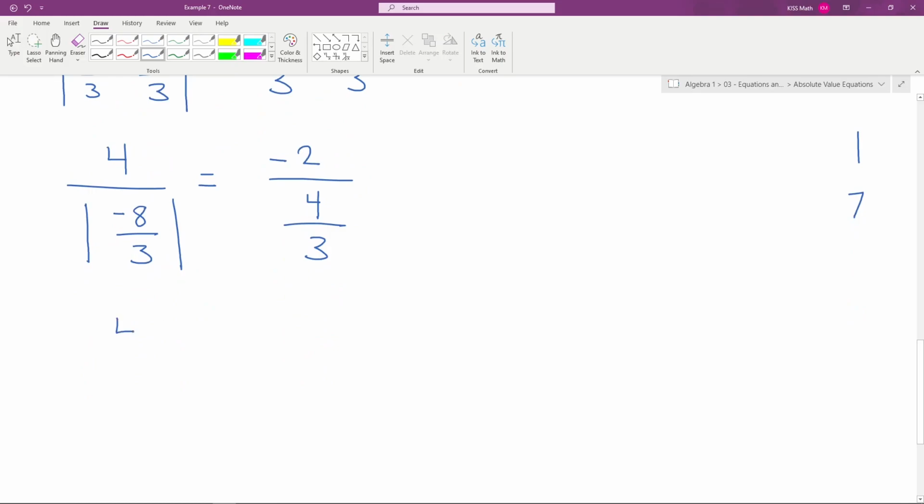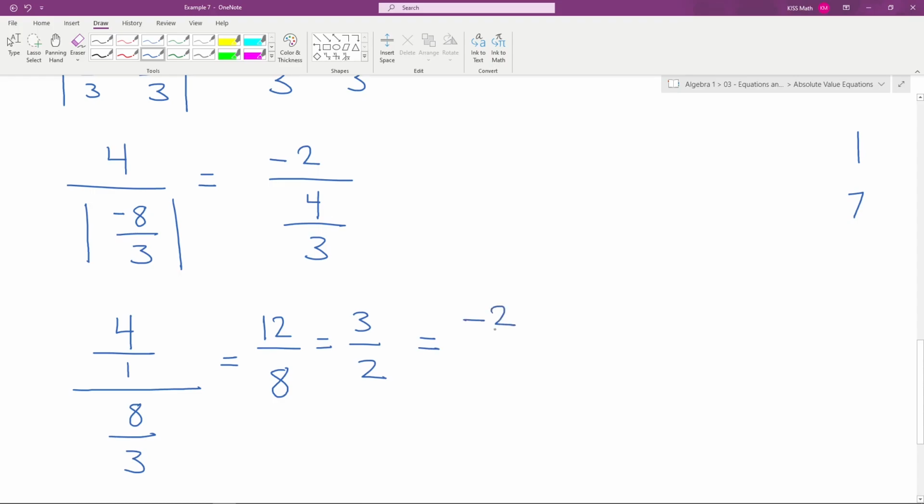So essentially, we have 4 over 1 divided by the absolute value, so this will be positive 8 over 3. And that will be, I'm going to multiply the outer number, so that's 12 over the inner numbers. I'll reduce this by dividing both the top and the bottom by 4, and I'll get 3 over 2. Okay, and that's supposed to equal this negative 2 over 1 all over 4 over 3.